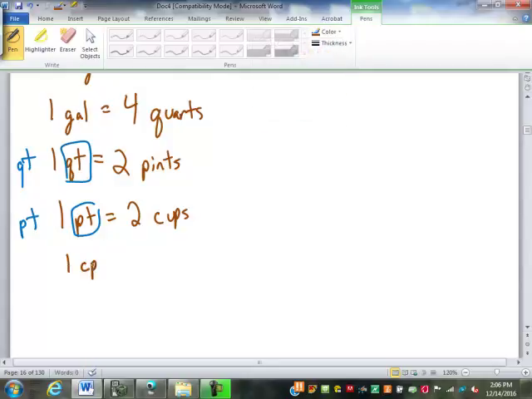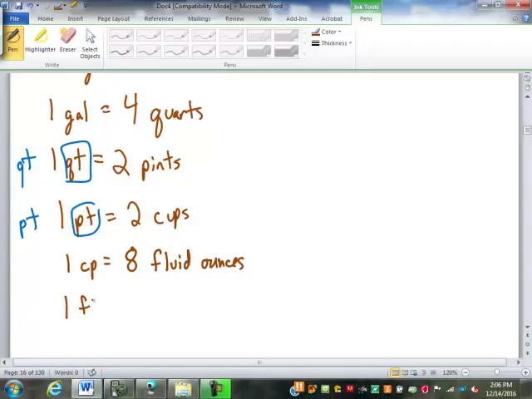What is smaller than a cup? We have fluid ounces. Anybody know how many fluid ounces are in a cup? Careful. 16 in a pint. There's 8 in a cup.